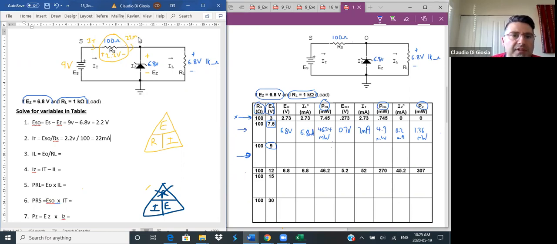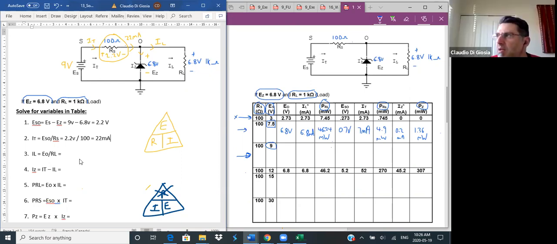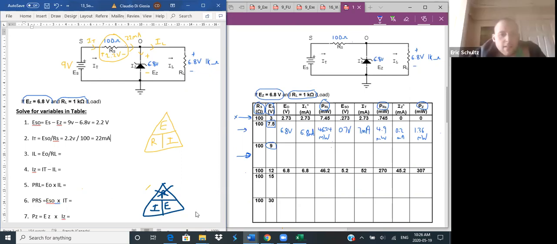And remember that current is going to be split. This is IT. Eventually, the 1K resistor RL is going to take a certain amount of current, and then the rest will go to IZ. Any questions? We're doing good so far? Okay. Do you need a bit more time before I continue? Yeah, I would prefer.